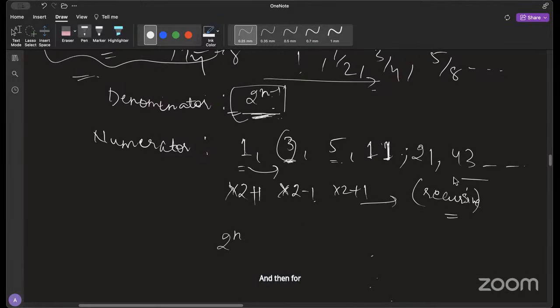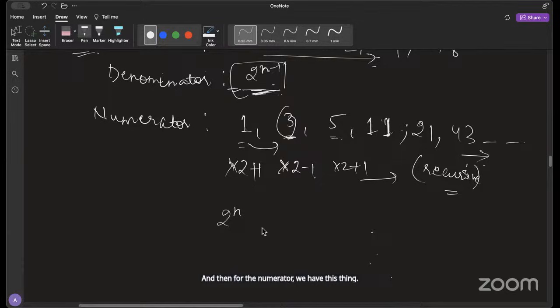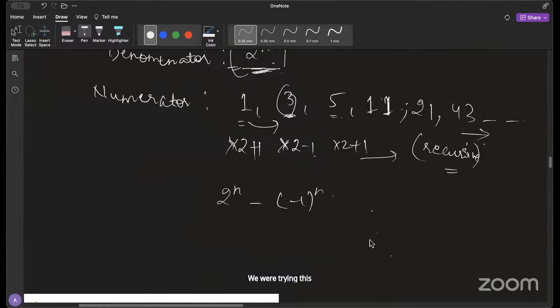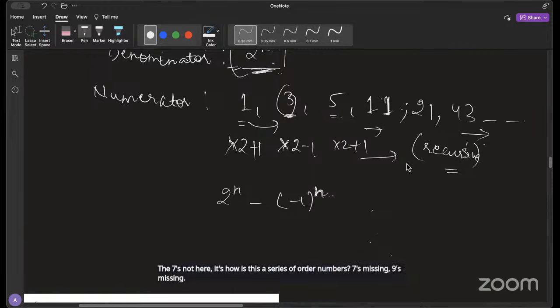And then for the numerator, we have this thing. Let's just try this pattern. If you put a 1 here, Ma'am, is this a series of odd numbers? 1, 3, 5, 7, 11? The 7 is not here. 7 is missing, 9 is missing, a lot of odd numbers are missing.